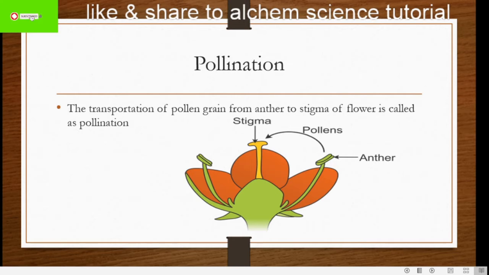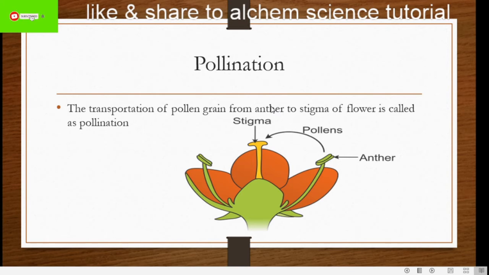Pollination is the process in which transportation of pollen grain from anthers to stigma of a flower is called pollination. You can see here, this is the stigma, one of the reproductive organs of plants, and the anther is also one of the reproductive organs of plants. So pollen grain is transferred from anthers to stigma of the flower with the help of different types of insects or wind. These are the two factors which play one of the vital roles in the process of pollination. Pollination is basically just a transfer of pollen grain from anthers to stigma.